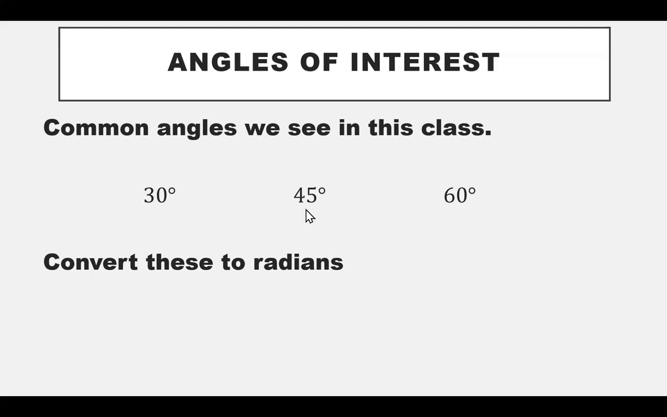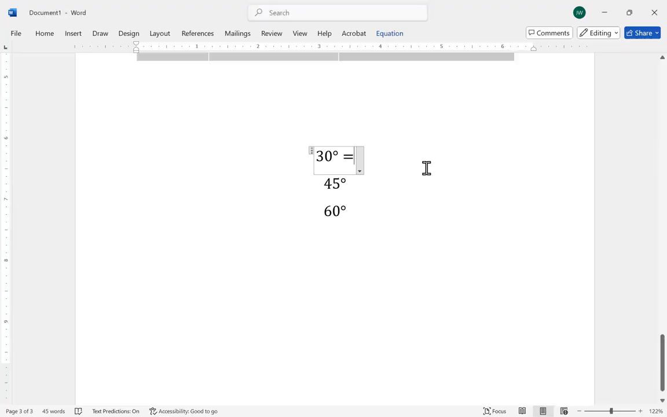Hopefully you see that the reason why we're focusing on this is because 45 is half of 90, and 30 degrees is a third of 90. So these give you angles that are 1/3 of the way through the first quadrant, half the way through the first quadrant, and 2/3 of the way through the first quadrant. So I'll do that pretty quick here.